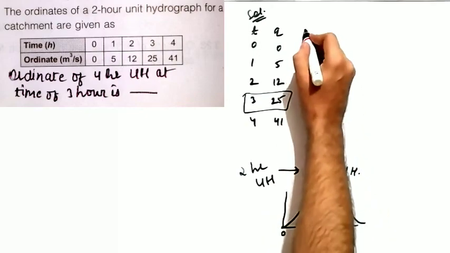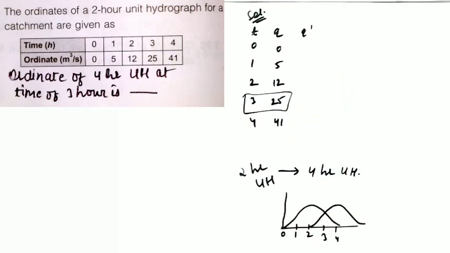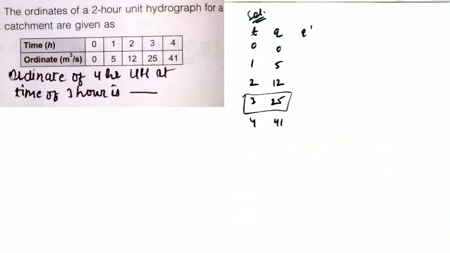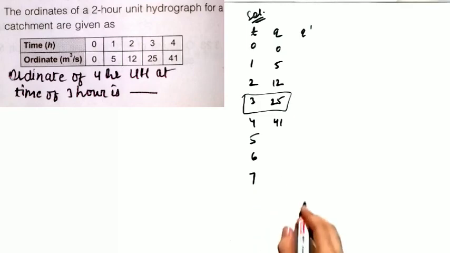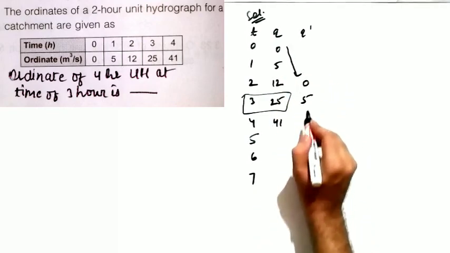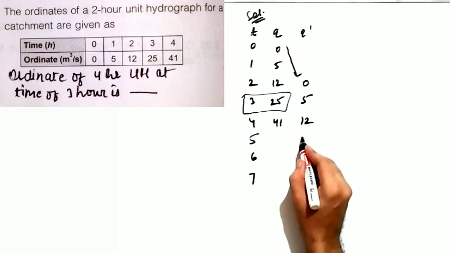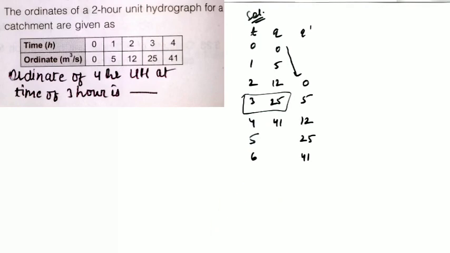So let us write them as Q dash, and you have to shift this 0 to 2. I am rubbing this since the table will go a little longer. This is 5, this is 6, and let us say this is 7. So you have to shift this here. This will be 0, this will be 5, this will be 12, this will be 25, and this will be 41. We are not required for this one.